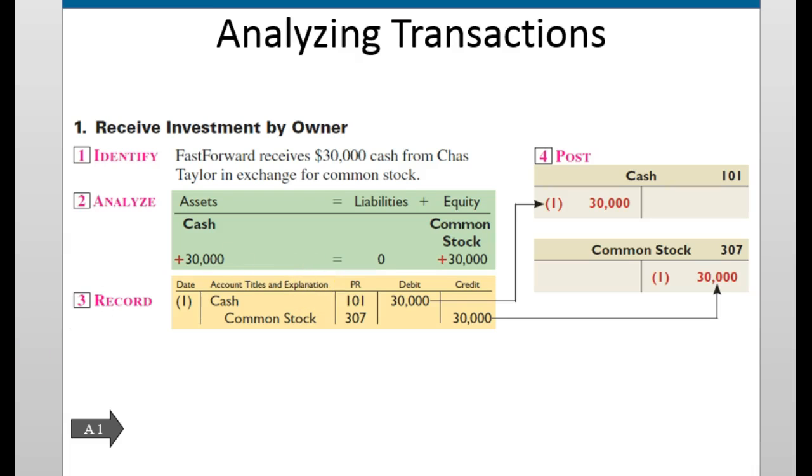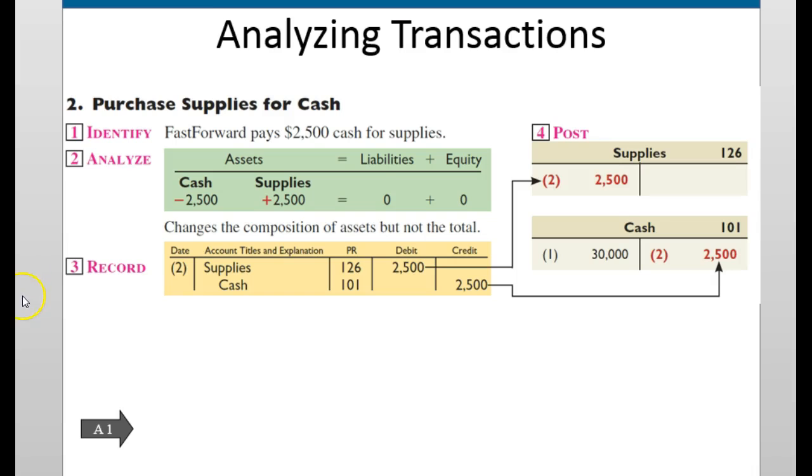Let's look at another one. Can you see how it all ties together now, everything we've been doing? We bought $2,500 worth of supplies with cash. Again, look at that worksheet and analyze. Okay, cash is an asset. I'm using it, so I have to subtract from it. So that's a negative. And supplies, I'm increasing. So what does that say about debits and credits for my journal entry? Well, supplies are an asset, so that gets debited for $2,500. Cash is an asset, and I need to decrease it, so it gets credited for $2,500.